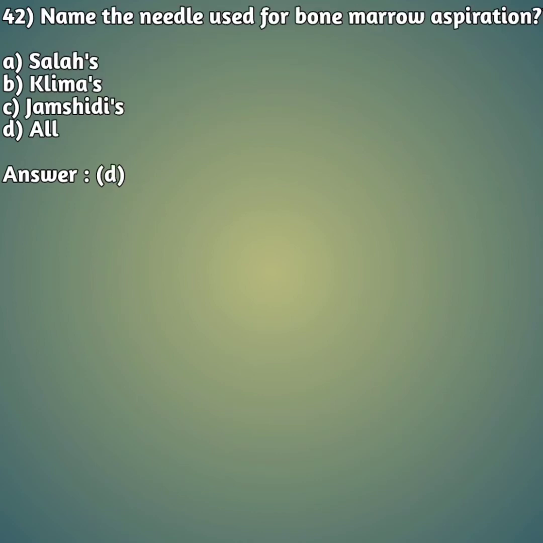Moving to our 42nd question. Name the needle used for bone marrow aspiration. As you all know, bone marrow aspiration is done by the specialist doctors, the physician itself. We technicians can't do bone marrow aspirations. They use different kinds of needles for bone marrow aspiration. Option A Salah needle, option B Klima, option C Jamshidi, and option D all. The right answer is D, all. These three kinds of needles can be used for bone marrow aspiration.